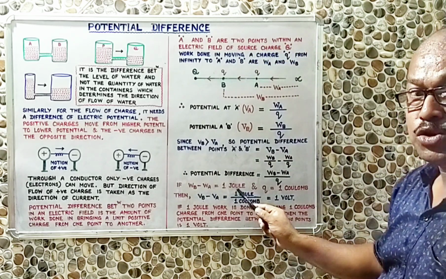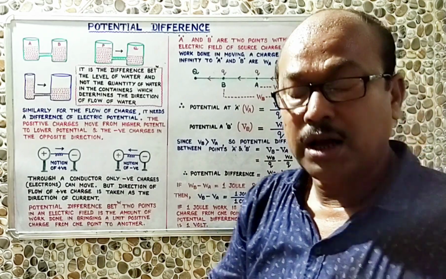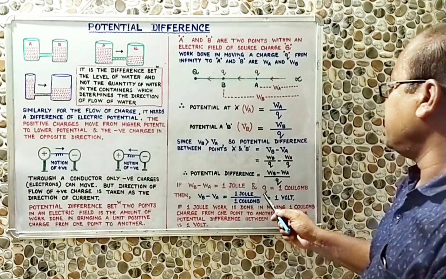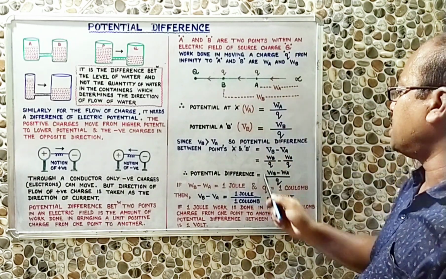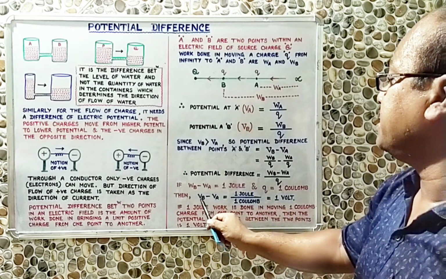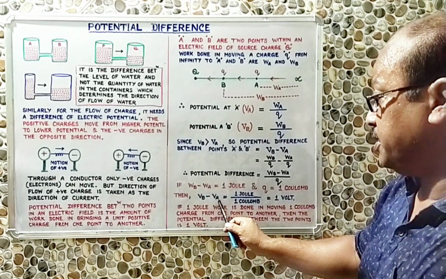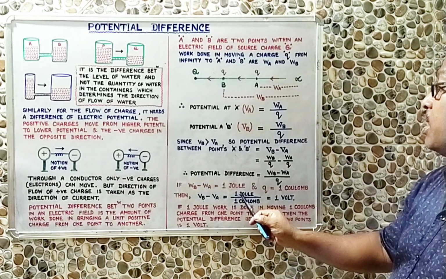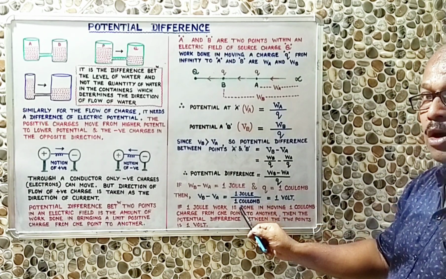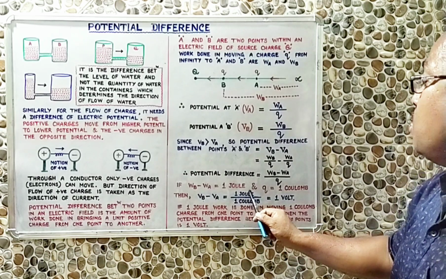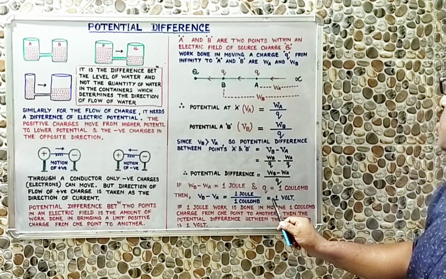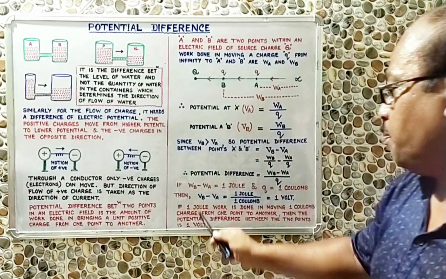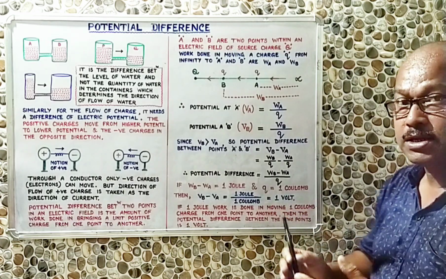If this is equal to 1 joule, means if we are doing 1 joule amount of work in moving the charge from A to B, and the amount of charge, small q charge, is 1 coulomb, then we will get VB minus VA, means potential difference is equal to work done divided by charge. What is the work done? 1 joule, and amount of charge 1 coulomb. So we are getting 1 joule per coulomb. 1 joule per coulomb is called a volt. So the potential difference between these two points is called 1 volt.